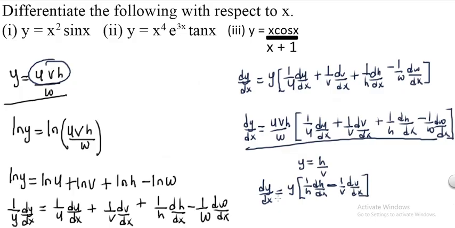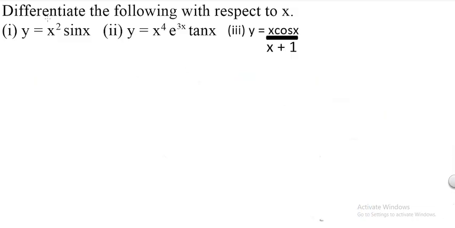Now remember, because we have y here, we can now say y is h over v. Then we have our terms here as 1 over h dh over dx minus 1 over v dv over dx. So note this pattern here, because that's what we'll be using for the logarithmic differentiation. Now clean up space and let's solve the questions on the screen. So before I solve any question, I will simply write out solution here.